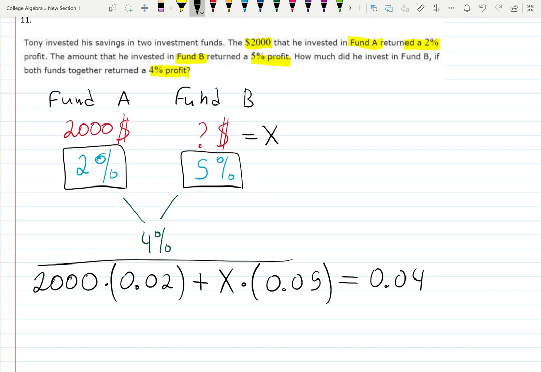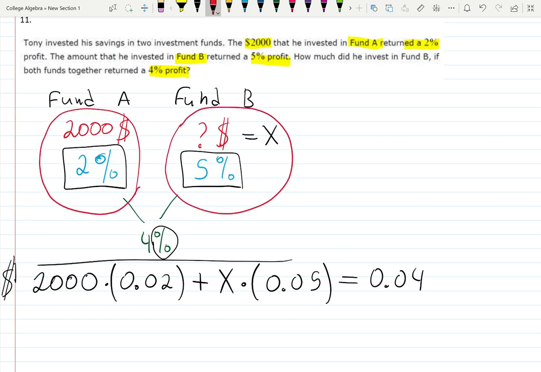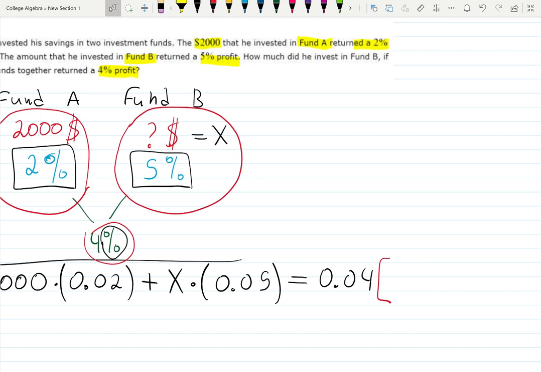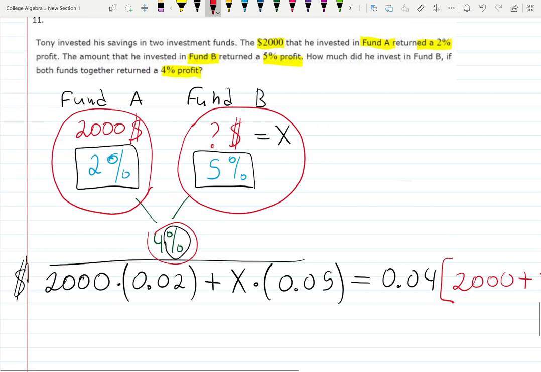So the answer is not supposed to be a percentage. The answer is supposed to be in dollars, right? Because I'm calculating everything in dollars. So units do not match. So this is how I was thinking. This amount of money plus this amount of money times the 4%. That is the result. So I'm multiplying 0.04 by $2,000, which I invested in the first account, plus X, which I invested in the second account.